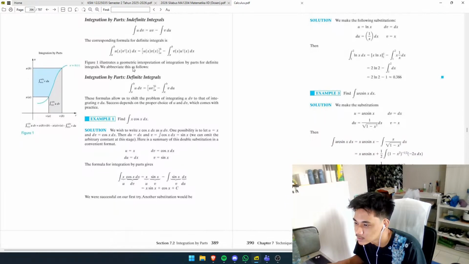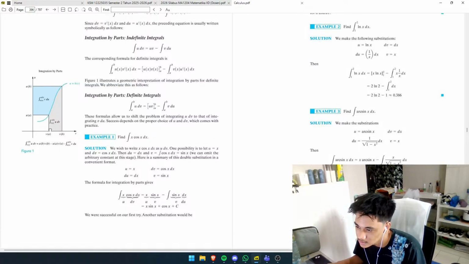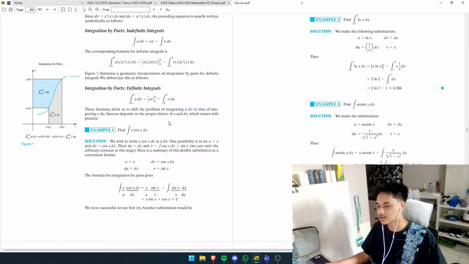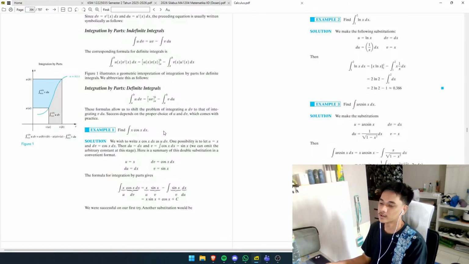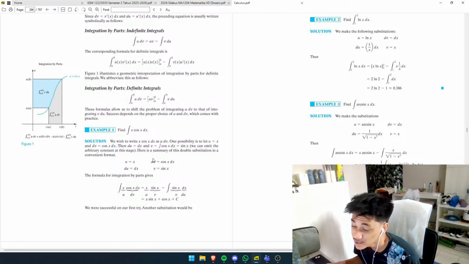This is the same thing without the of x, right? And this is the visual representation. Let's look at the integral of x cos x dx. So first things first, we want to have a u and we want to have a dv. So we need to pick a u and a dv. We wish to write x cos x dx as u dv.